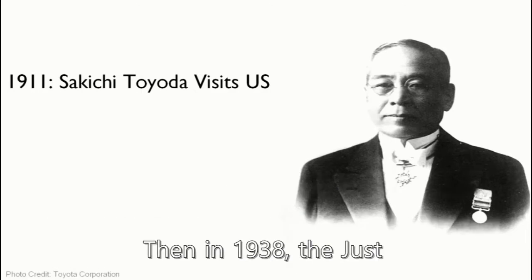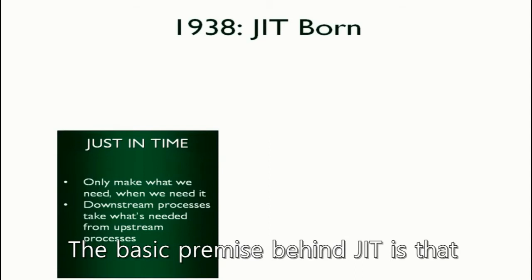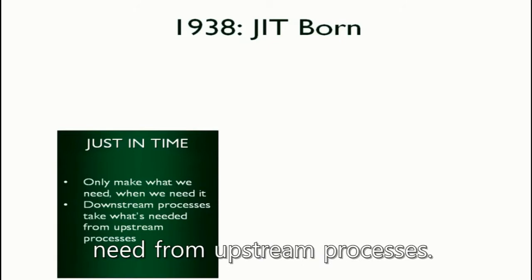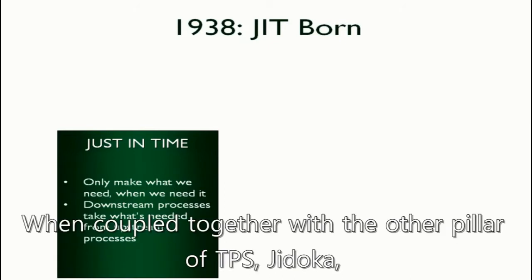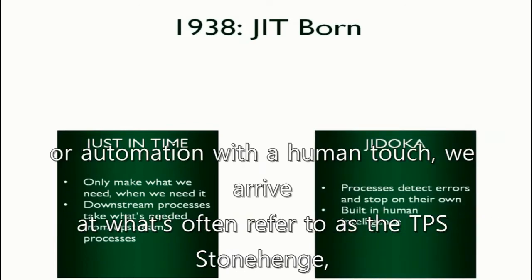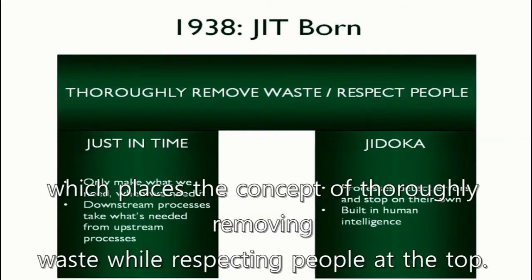Then, in 1938, the just-in-time, or JIT concept was born at Toyota. The basic premise behind JIT is that we only make what we need when we need it, while downstream processes take what they need from upstream processes. When coupled together with the other pillar of TPS, Jidoka, or automation with a human touch, we arrive at what's often referred to as a TPS Stonehenge, which places the concept of thoroughly removing waste while respecting people at the top.